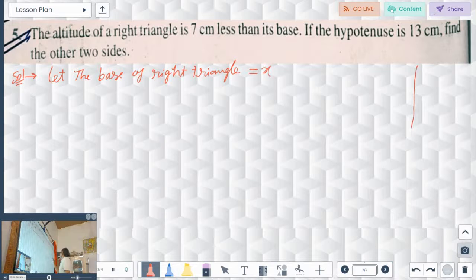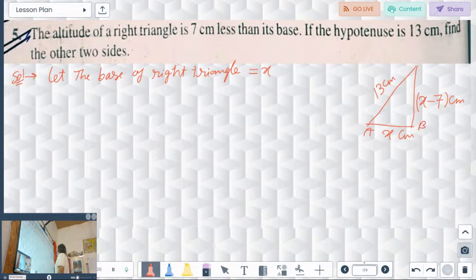Now as per the question, given a right angle triangle, the base is x and the altitude of the right angle triangle is 7 cm less than its base. So the base is x and the altitude is x minus 7 centimeter, okay. Now the hypotenuse is 13 centimeter, okay.